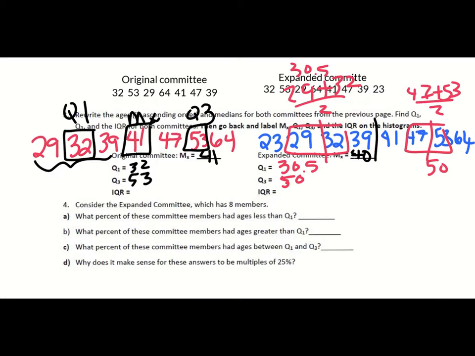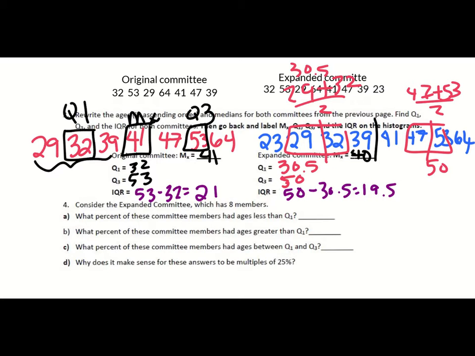Let me change colors. My interquartile range is going to be my 53 minus my 32, so that's going to be 21. My IQR here is 50 minus 30.5, so that's going to be 19.5.